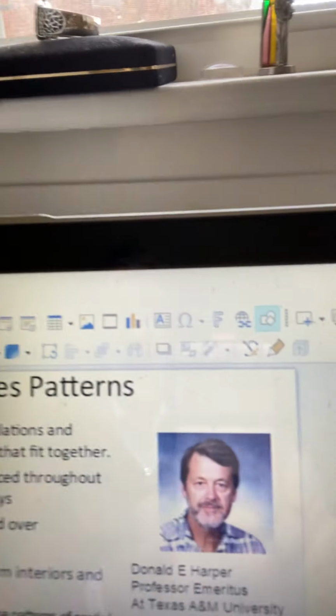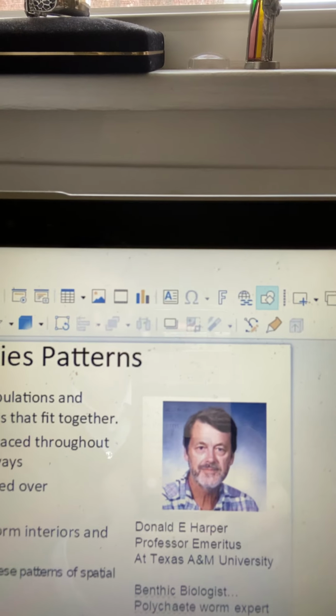So when we talk about communities and community ecology, I'm putting in a plug for some of my people that trained me. This handsome young man is called Dr. Donald E. Harper, and he's a retired guy now. He's even older than me. But he was one of my professors, and he was what you call a community ecologist.